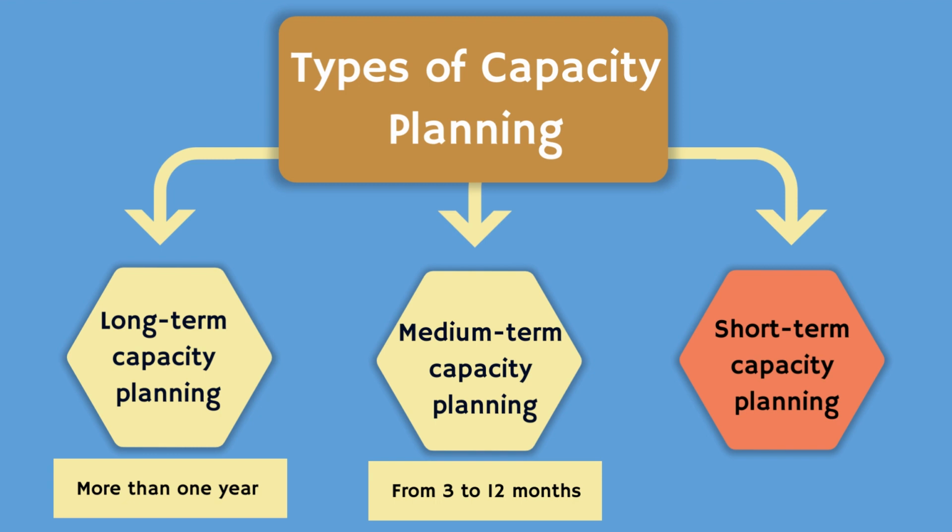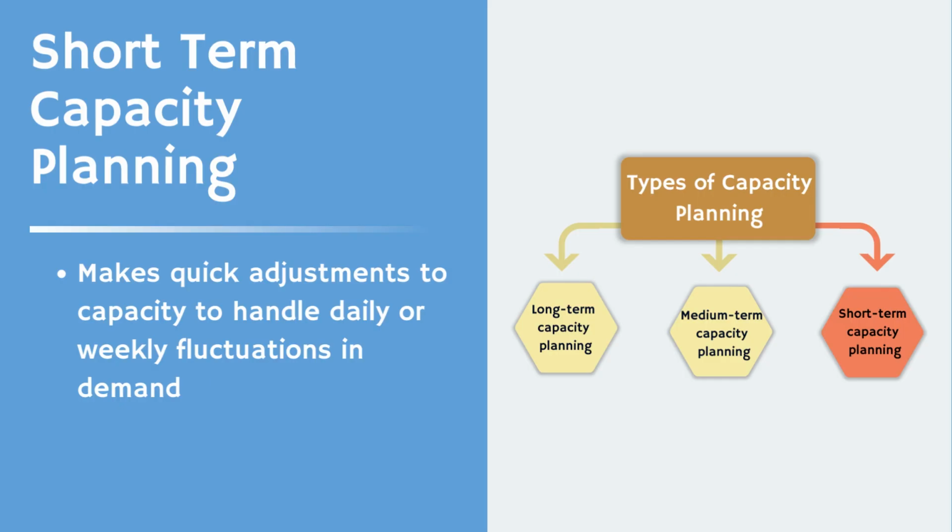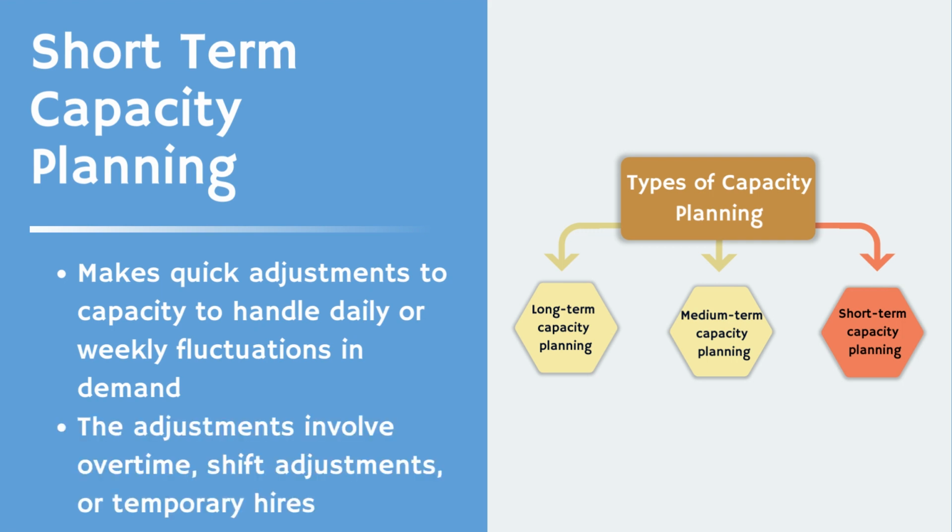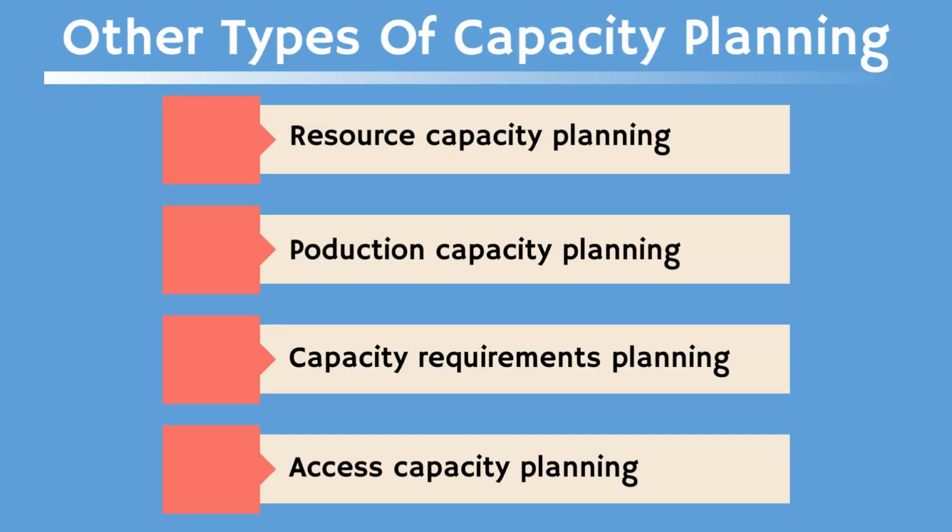Short-term capacity planning is for a period of less than 3 months. It involves making quick adjustments to capacity to handle daily or weekly fluctuations in demand. This could involve overtime, shift adjustments, or temporary hires.